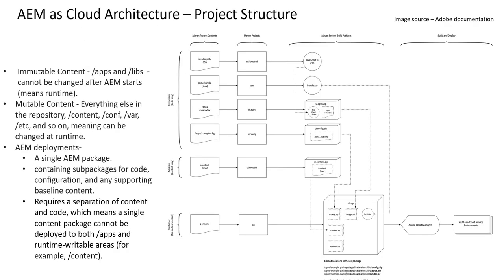Next let's see the project structure. On the right hand side we see this screen, this is the project structure. In any Maven project structure, we have UI front end, we have the core module, we have the UI apps module, UI config, UI content, and then we have the associated POM. And all in all, we create a single zip file in which we have sub packages. For example, one zip file for UI config, for UI content, for bundle, etc.